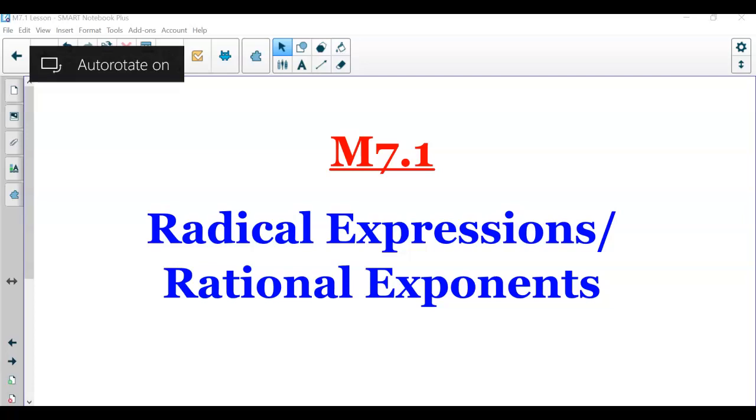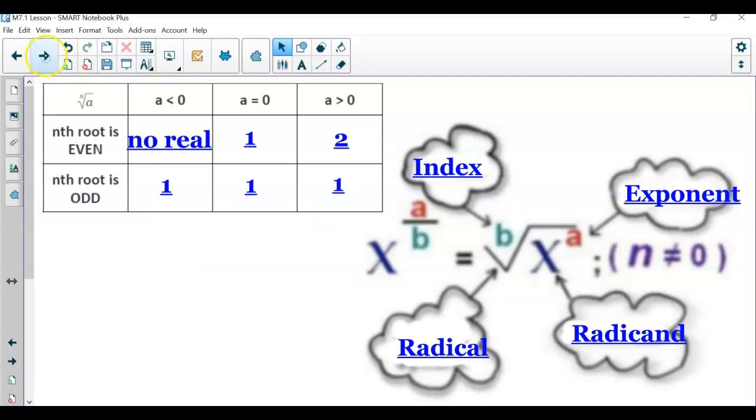This video is going over our first lesson of Mock 7, which is our radical expressions. We're getting into radicals in this mock, and our rational or fraction exponents and how they can represent each other. So here we just have to make sure that you understand the vocabulary.